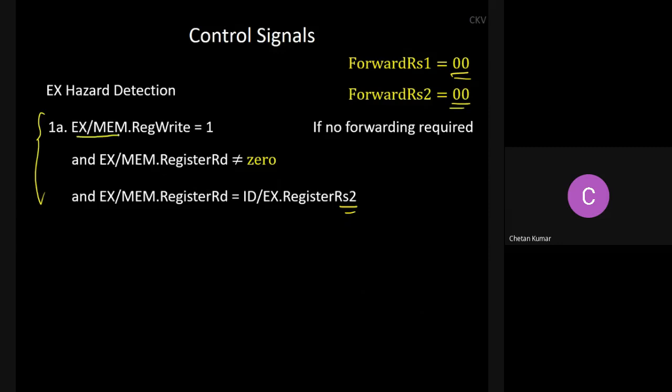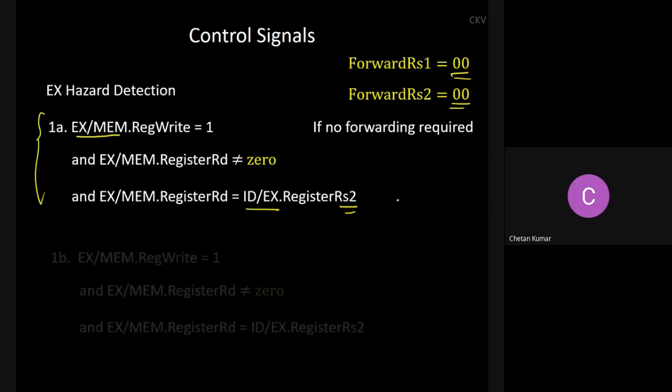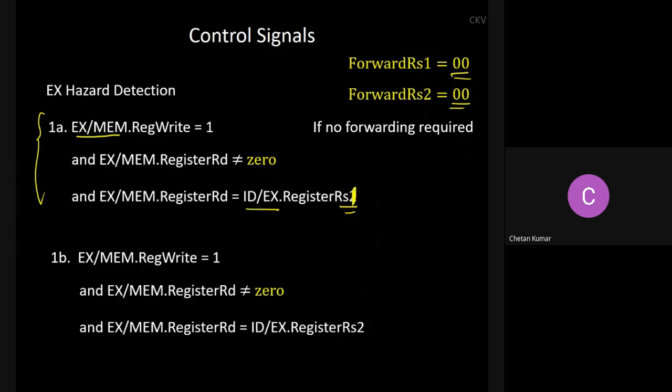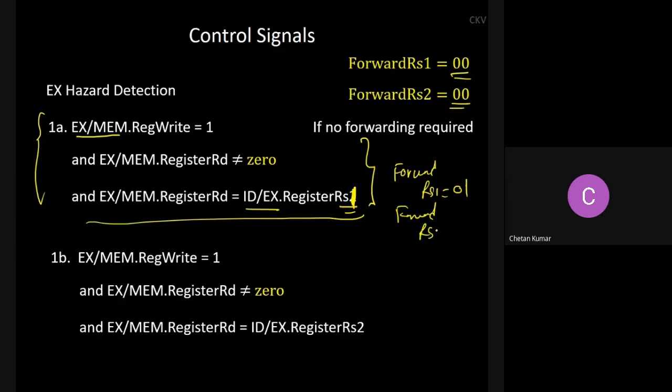And we are checking EX/MEM and ID/EX. So can you tell me what is this an example for? X hazard and mem hazard? First thing, what is this condition for? To detect X hazard. And here for this signal, again, I think I misplaced. So this is RS1. If this condition alone is true, then you can say forward RS1 should be equal to 0, 1 and forward RS2 should be equal to 0, 0. If at all this condition alone is true, then you can say forward RS1 is equal to 0, 0. Then forward RS2 is equal to 0, 1.